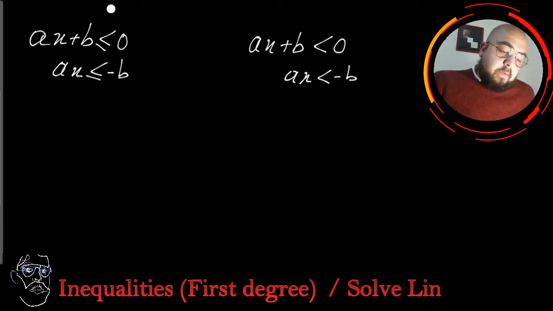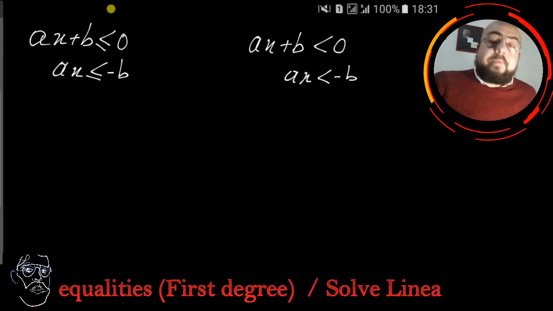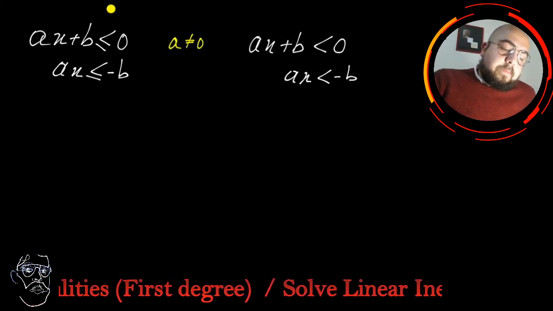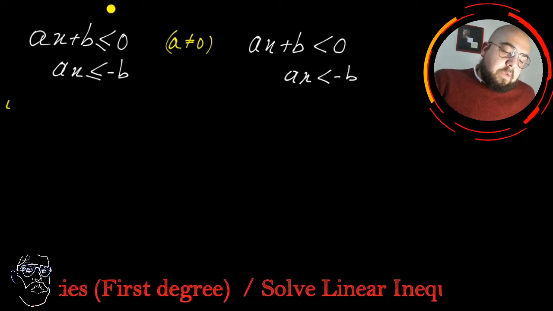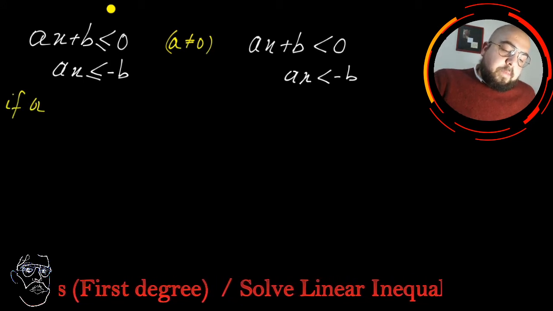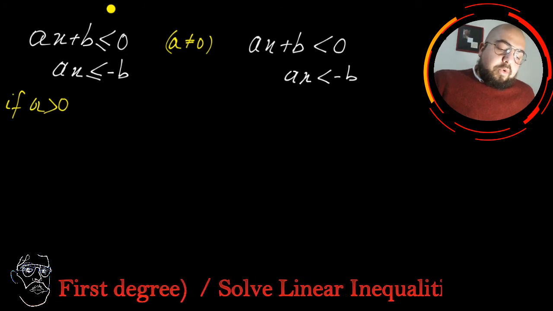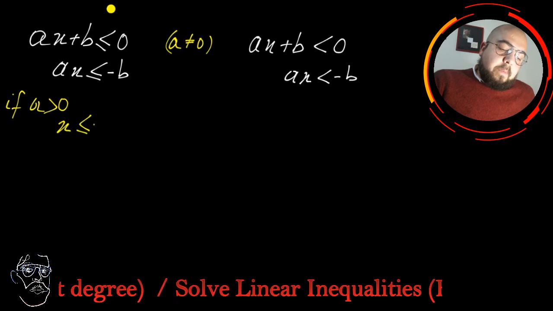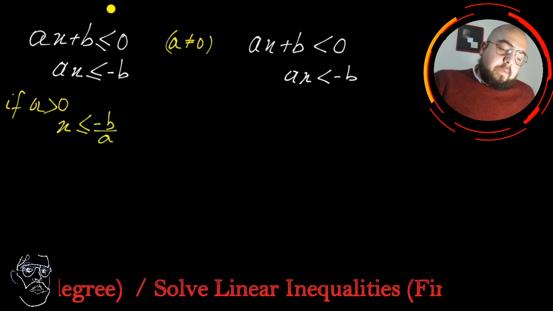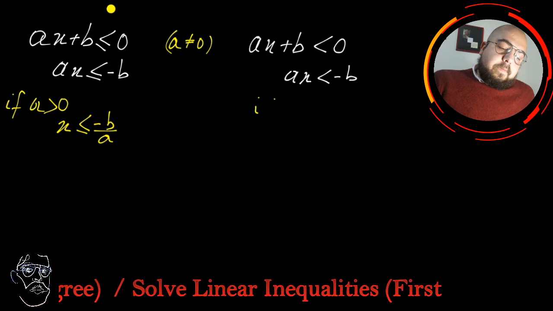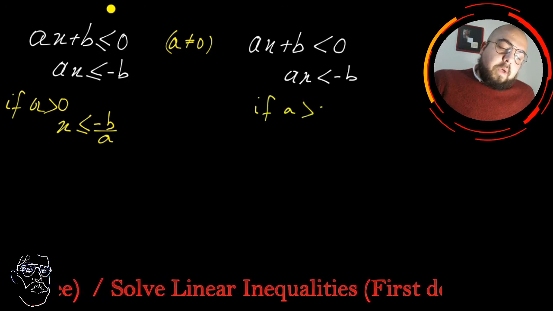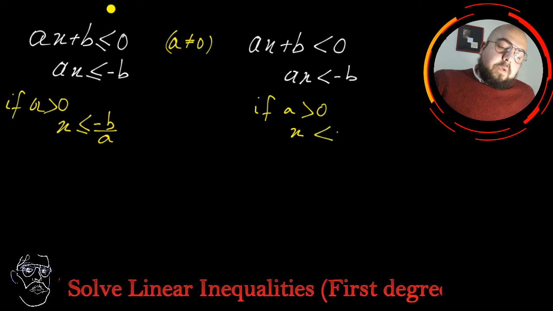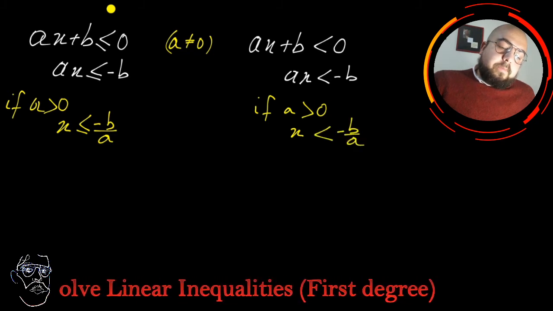Now, I should talk about the sign of a. Of course, I'm taking a different from 0. So if a was positive, the solution will be x smaller or equal to minus b over a. Similarly, if a was positive, x will be strictly smaller than minus b over a.